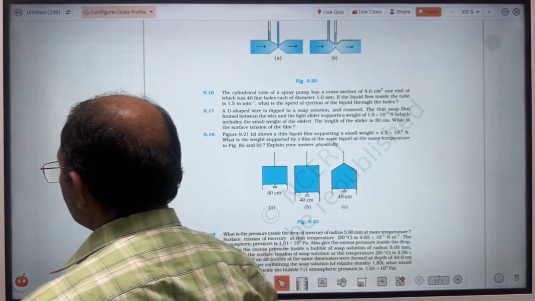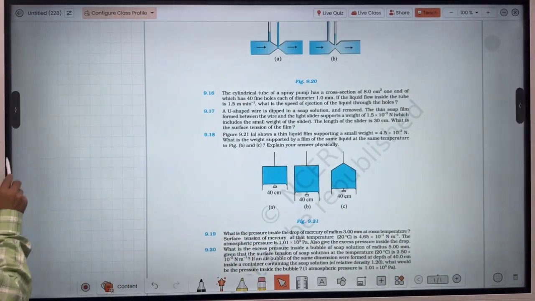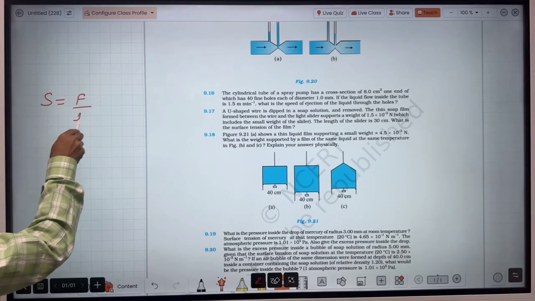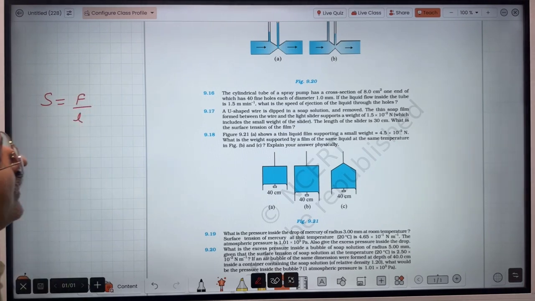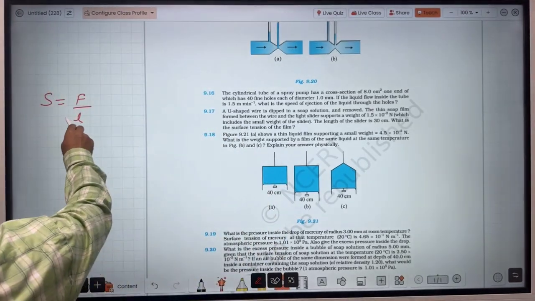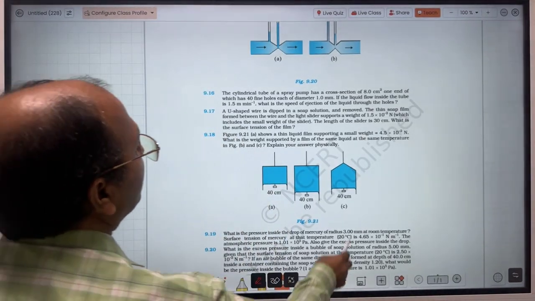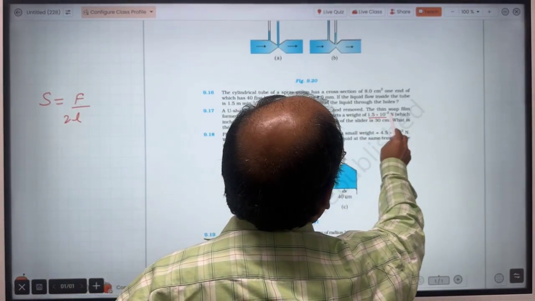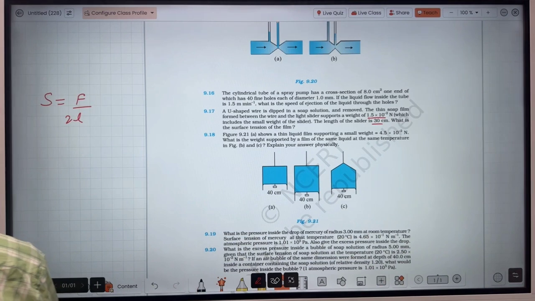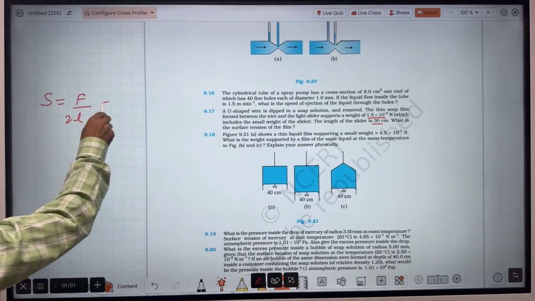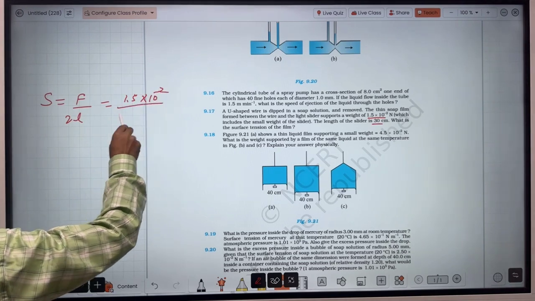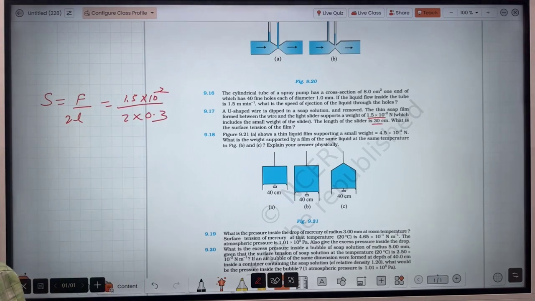What is surface tension? So what is the formula? Generally, surface tension is given by force upon length. But since it is a soap solution, there will be two surfaces. So we write F upon 2L. Now we check what information is given. F is given, L is given. We can put the values. It's your work. You can easily do 1.5 into 10 to the power minus 2 divided by 2 into 0.3. You can evaluate.